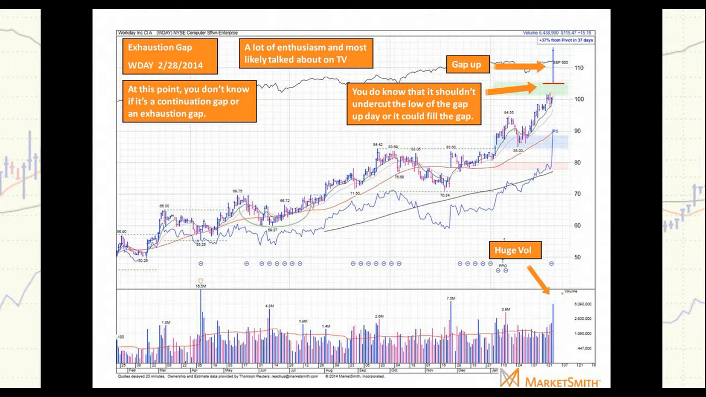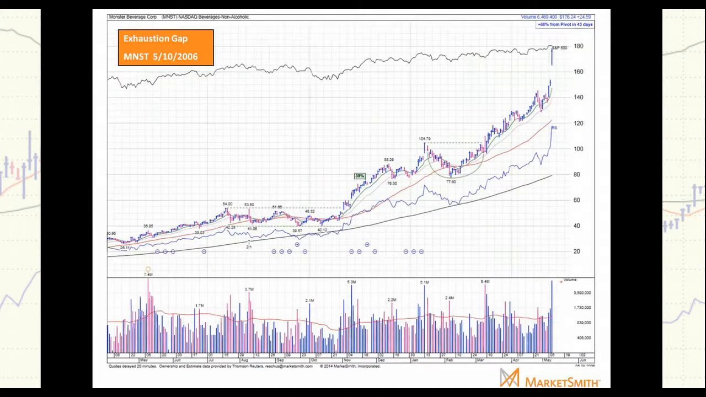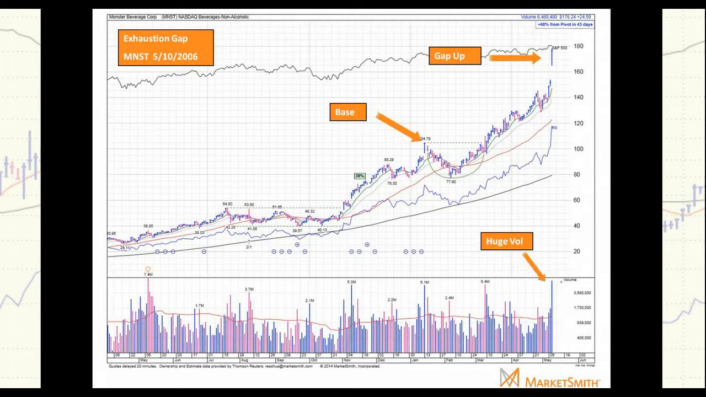But the bottom line is that it doesn't matter whether it's a continuation gap or an exhaustion gap, it should not take out the lows of that gap. All right. So here is Monster. Note there's your base right here and another gap up right here. Big volume coming into it too. Now note, base breaks out, jumps up, puts another nice base and breaks out. So it's gone on a pretty big run right here from $50. Now it's at $170. It's tripled at this time.